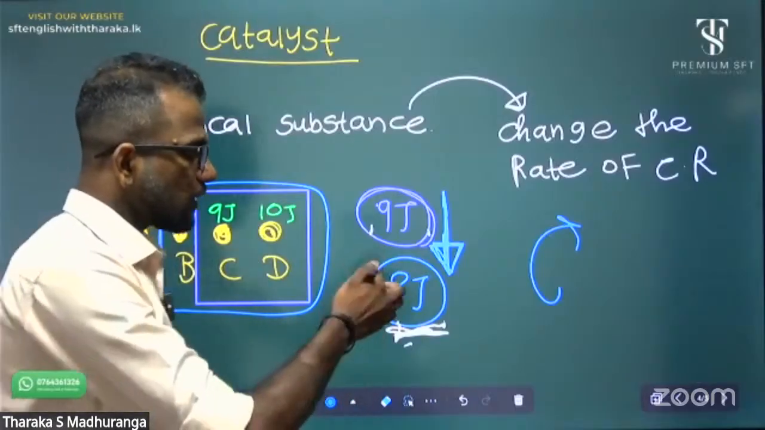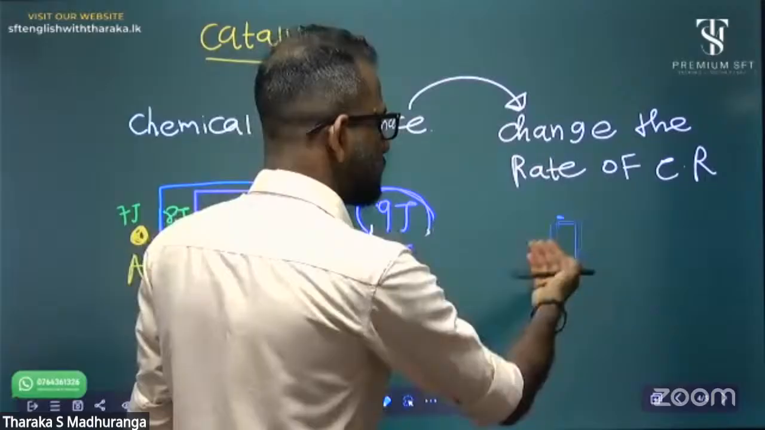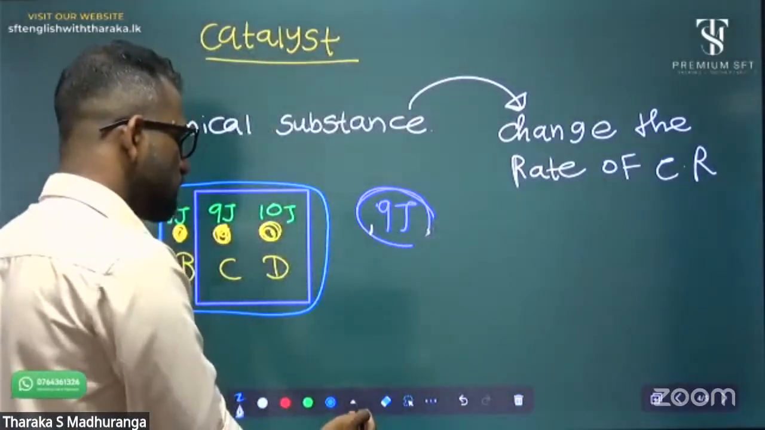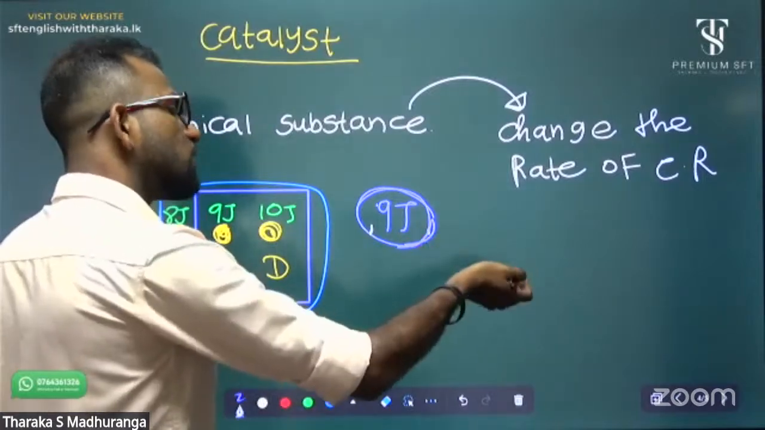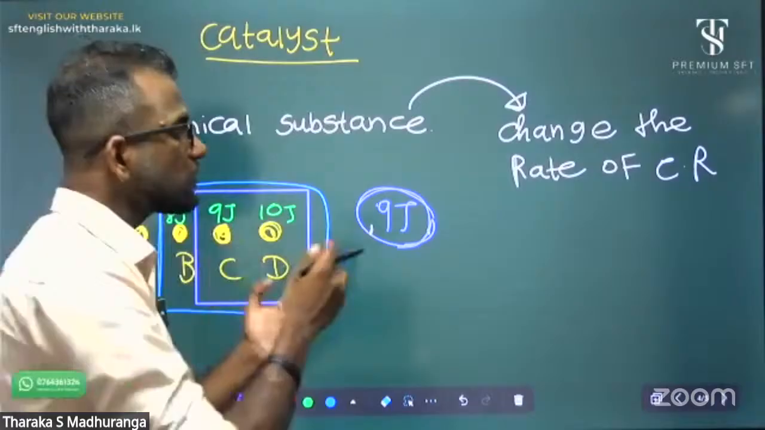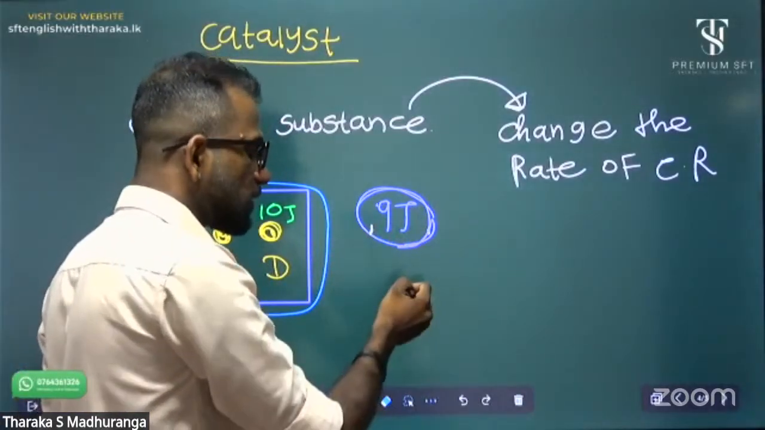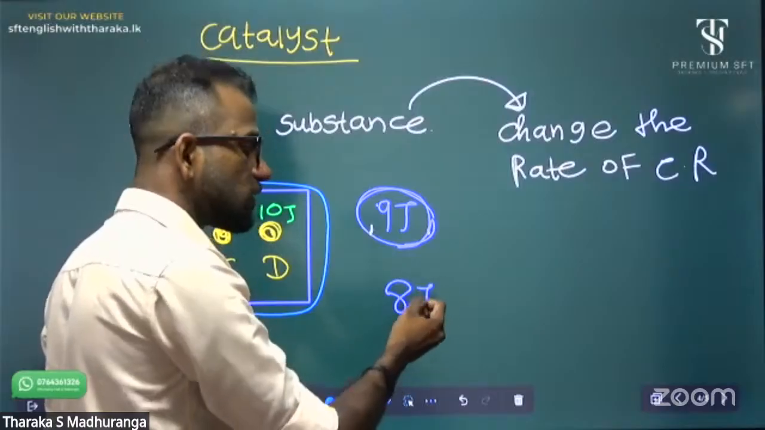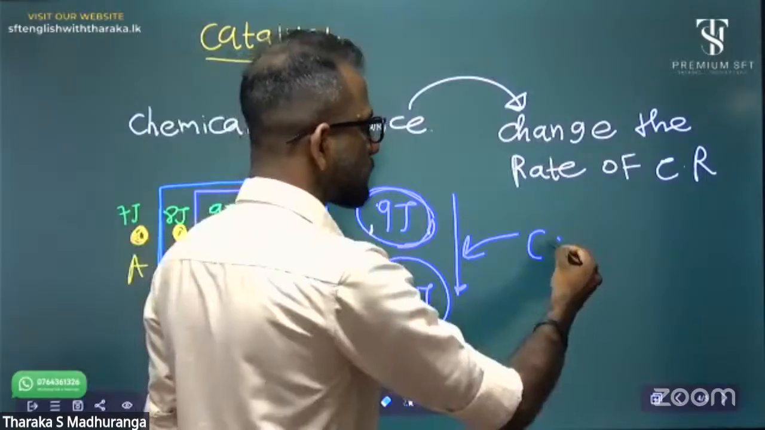I will explain again. Initially, without catalyst, think the activation energy is 9 joules for a particular chemical reaction. But when we introduce catalyst, what are they doing? They decrease the required minimum energy. That means activation energy decreases. It reduces it for us, when we introduce catalyst.